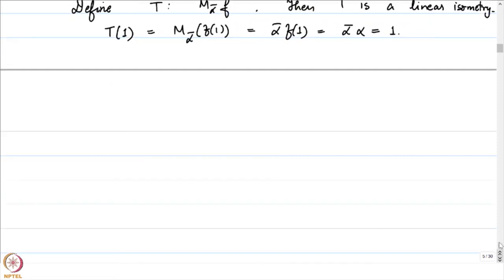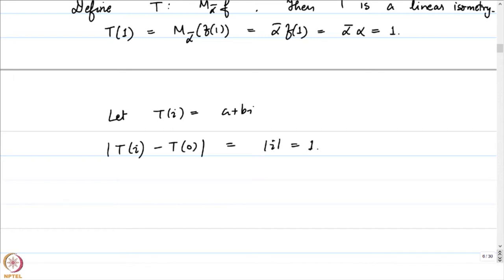Let's see what T does to i then. Let T of i be equal to a plus bi. And then if you look at the absolute value of T of i, this is nothing but the absolute value of T of i minus T of 0, which is the absolute value of i, which is equal to 1. That means that the absolute value of a plus bi is equal to 1. Squaring it, we have a squared plus b squared is equal to 1.